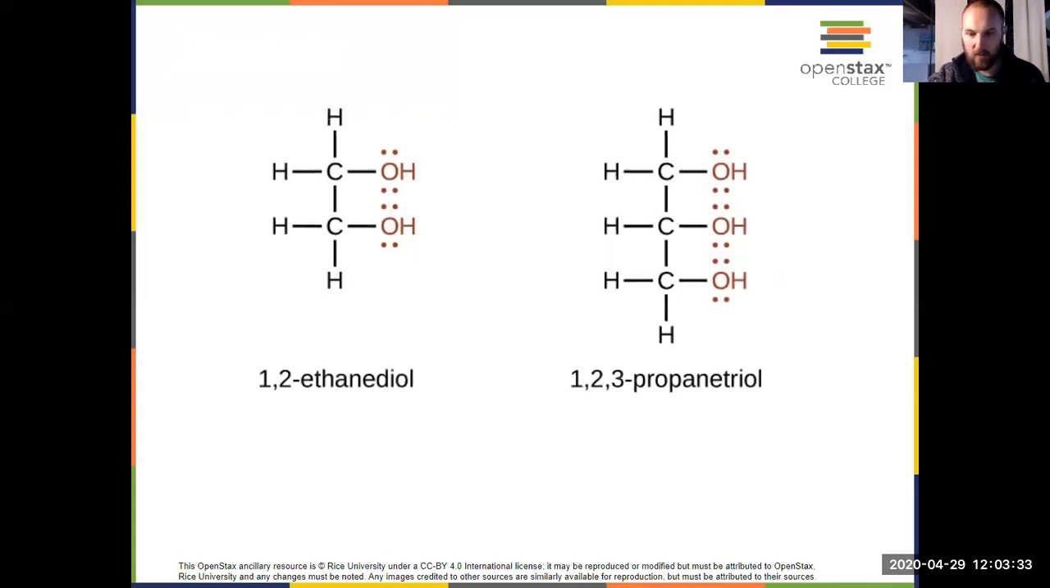And these things aren't just alcohols like rubbing alcohol and the alcohol that you drink. Ethane diol over here is antifreeze. Propane triol, glycerin, is used in medications. So know that OH means an alcohol.